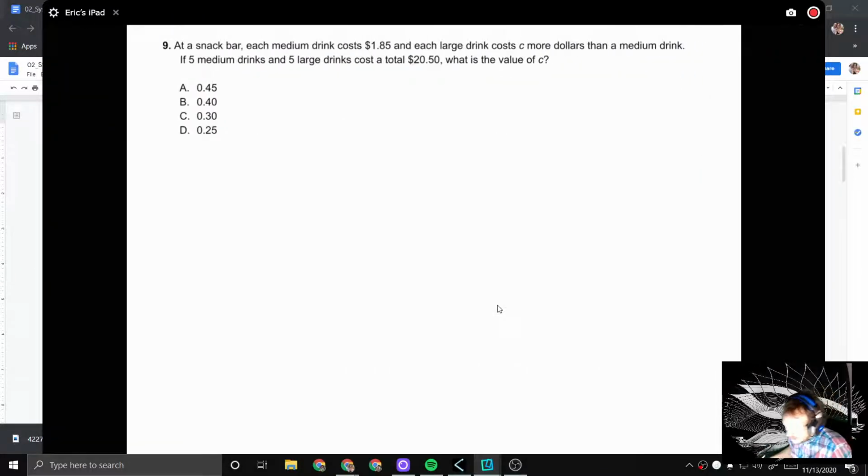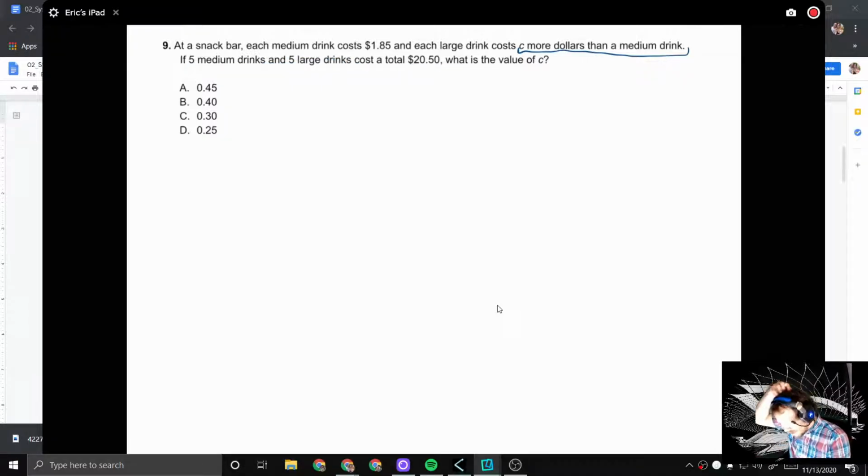Okay, number 9. At a snack bar, each medium drink costs $1.85 and each large drink costs C more dollars than a medium drink. What a confusing way to phrase it. Well, because they're trying to make it fun for us. At a snack bar, each medium drink costs $1.85 and each large drink costs C more dollars than a medium drink. If 5 medium drinks and 5 large drinks cost a total of $20.50, what's the value of C?